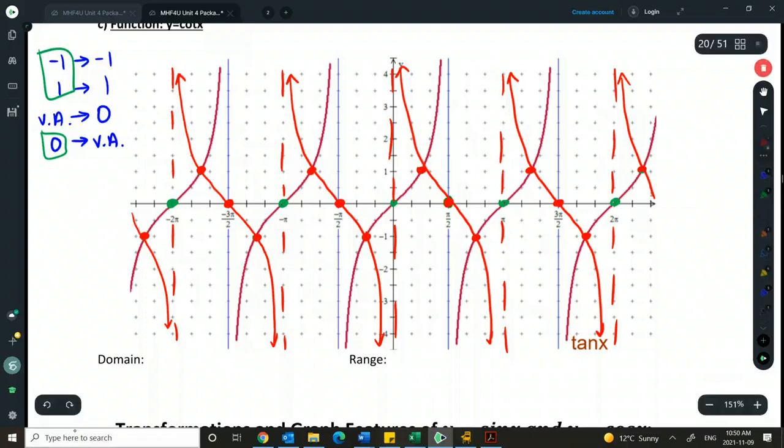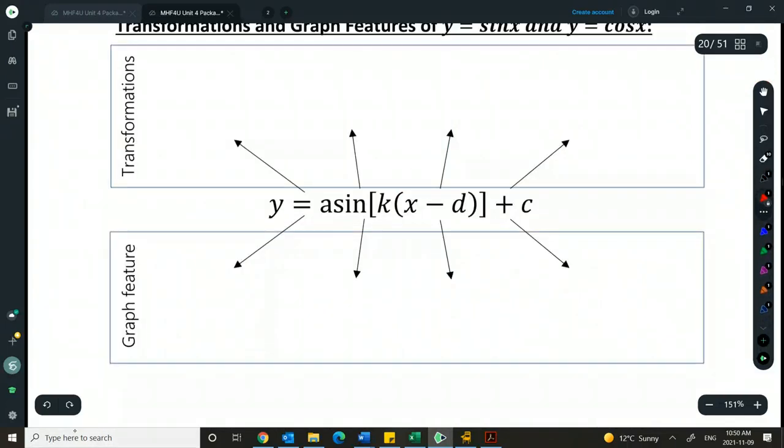Actually, maybe I will just highlight the new graph as well, just so that we can see it a little bit more clearly. Maybe I won't, because I can't get down there. No, it's not going to let me.